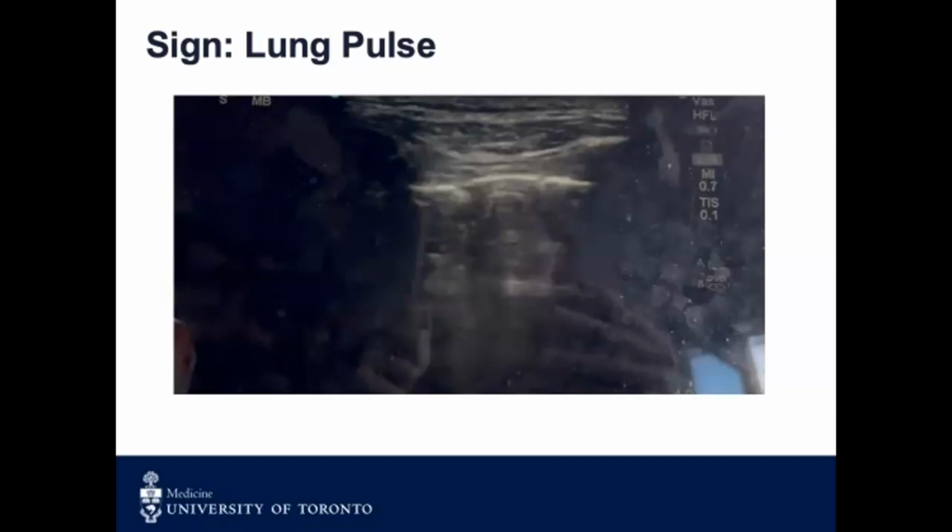Now, there is a specific subset of patients that may not have lung sliding. If you have a really consolidated lung, you may lose your lung sliding. If your patient holds their breath, you may not have lung sliding. If your patient's not ventilating, for example, a VV ECMO patient that's being ventilated at a very low rate, they may not have lung sliding. Or if you have a transplant patient who has a little bit different anatomy, you may not see lung sliding, but you should see lung pulse. So if you see lung pulse, you also don't have a pneumothorax.